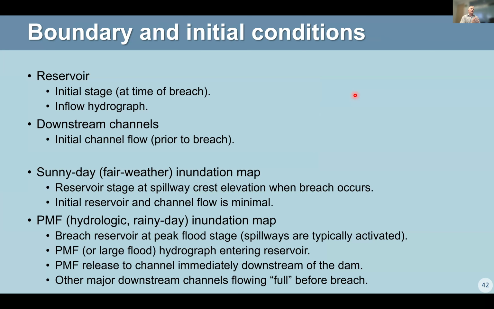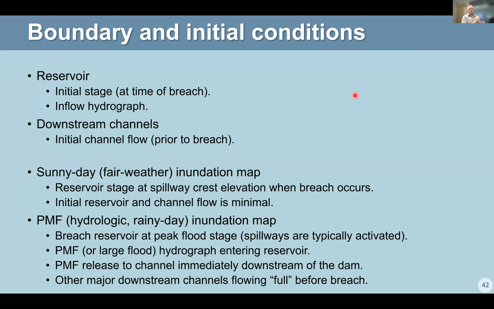So really, there's three things that are important. One is, what's the stage of the reservoir when the breach happens? How high is the water in the reservoir? And is there water coming into the reservoir? Is it a flood happening, or is it maybe in the summertime, where there's not much water coming in? And then the other thing is how much water is downstream.